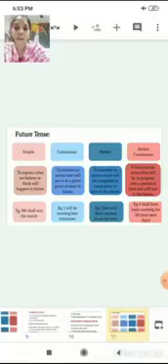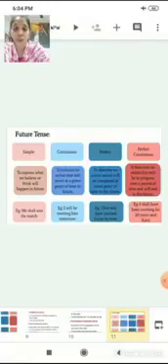Okay, and the last type is future perfect continuous. Future perfect continuous describes an action that will be in progress over a period of time and will end in the future. So this action will be in progress over a period of time. And when will it end? It will end in the future. For example, I shall have been working for 20 years next April.